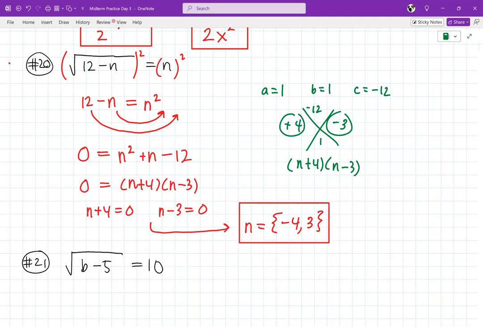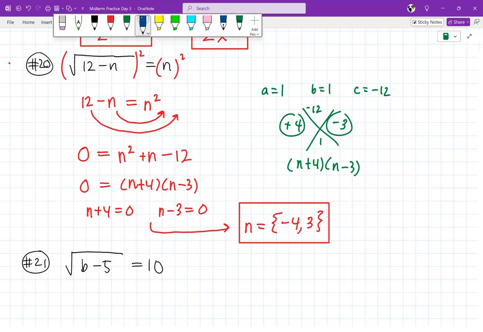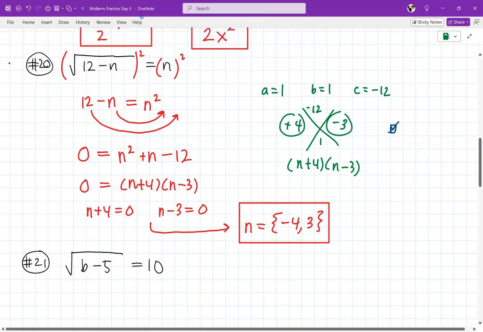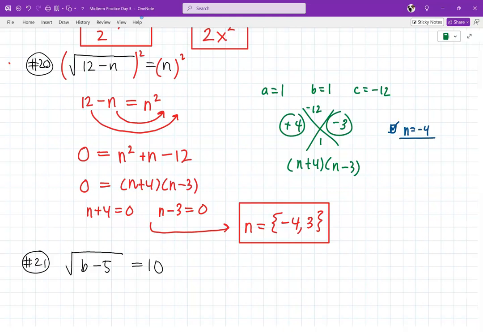Now remember, guys, when you get two solutions, you have to check your work. If you only get one solution, you don't have to check the work. But if you get two solutions, you got to check. So that's what I'm going to do right now. I'm going to check my work. So I'm going to put right here in blue, check step. What happens if n is negative 4? If n is negative 4, my original problem is going to look like this.